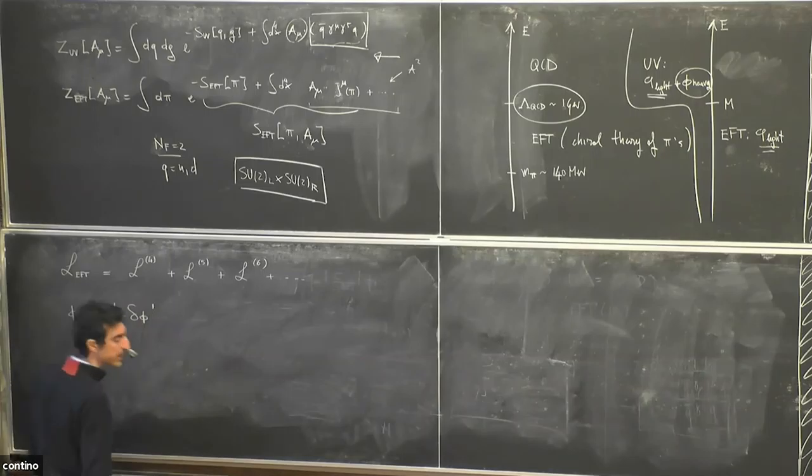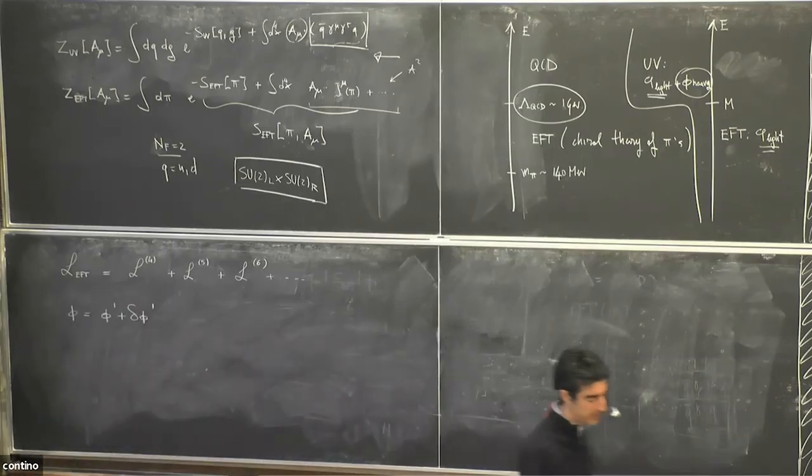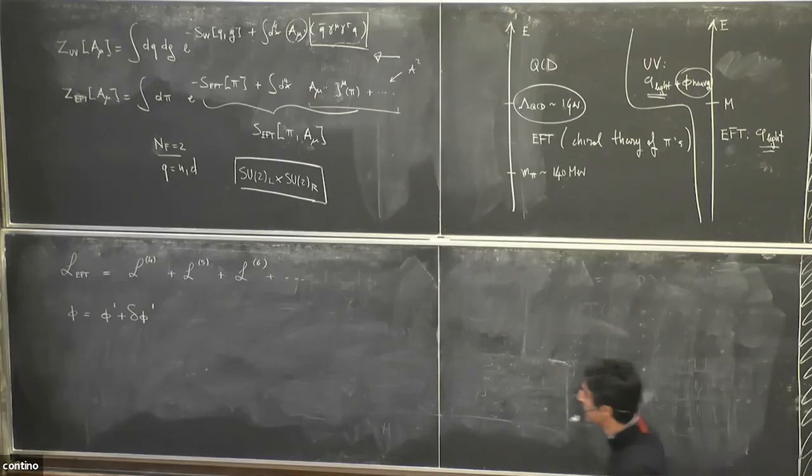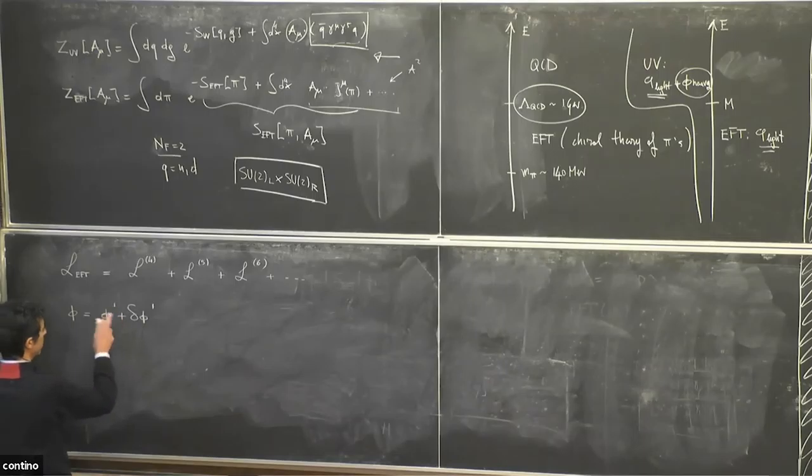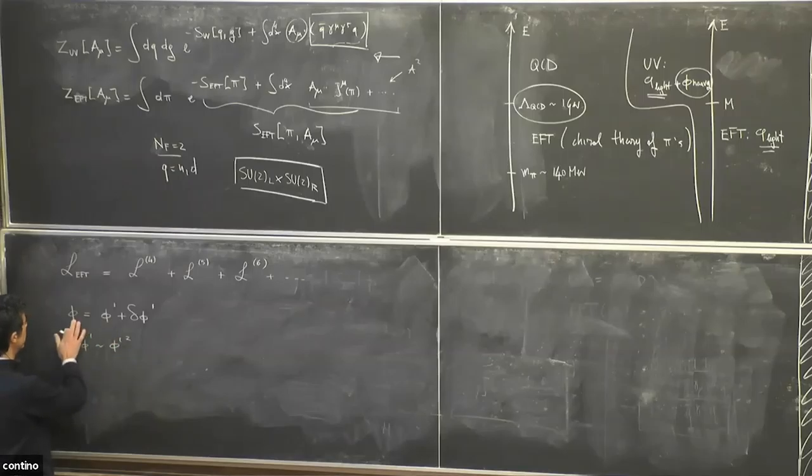Now let me do a field redefinition, where phi prime will be the new variable, and delta phi prime goes like some field squared, okay?